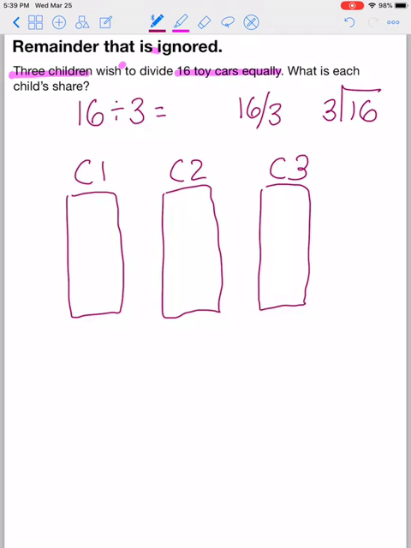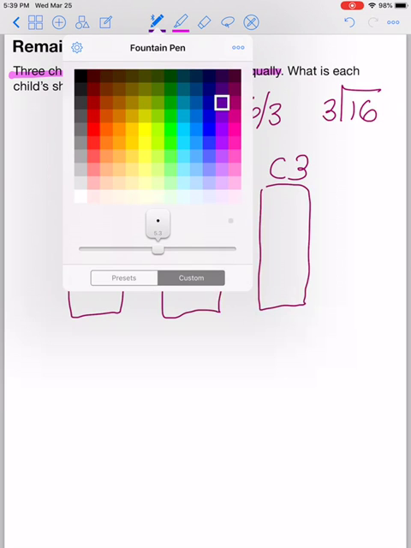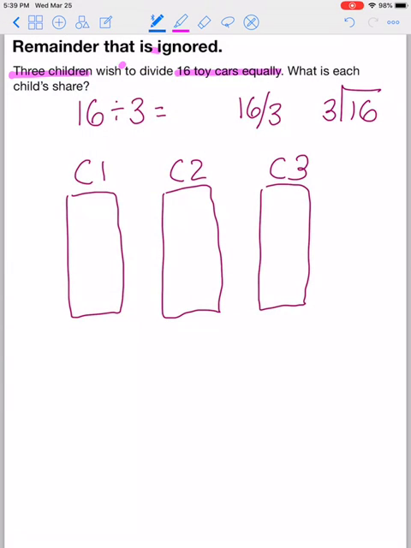Now, how many cars can each child have? Well, let's see. Instead of drawing cars, because that would just take too long, I'm going to do X's to represent the cars. So 1, 2, 3, 4, 5, 6, 7, 8, 9, 10, 11, 12, 13, 14, 15. Now I'm going to stop because remember, they only have 16 toy cars. So I could split the 15 among the children and I have 1 car left over.